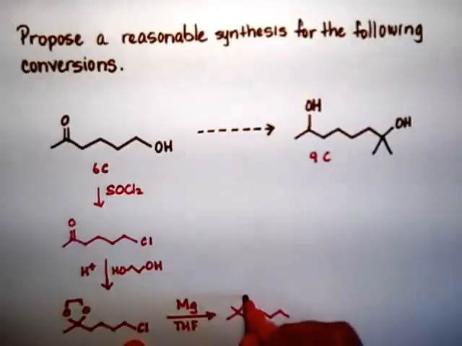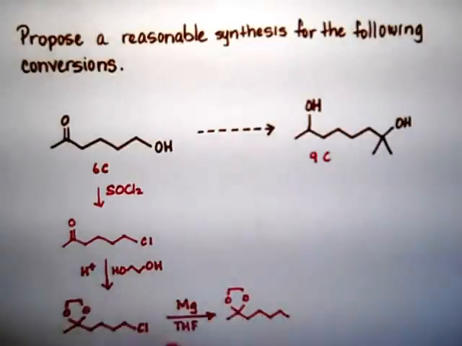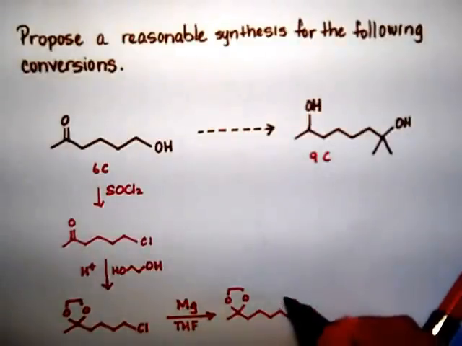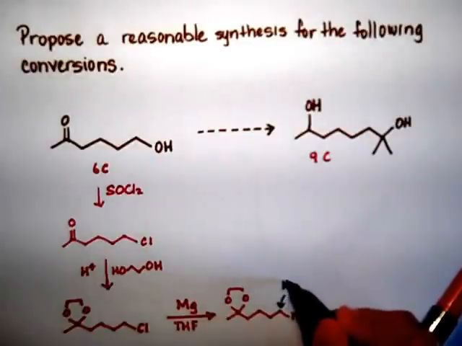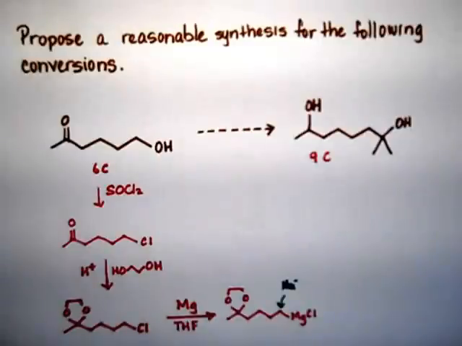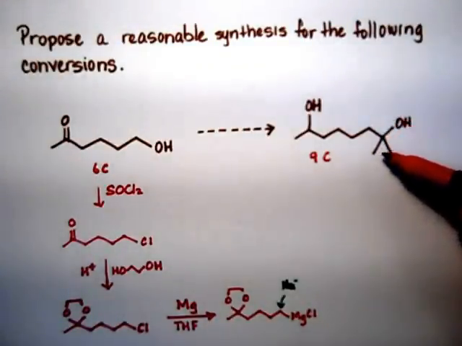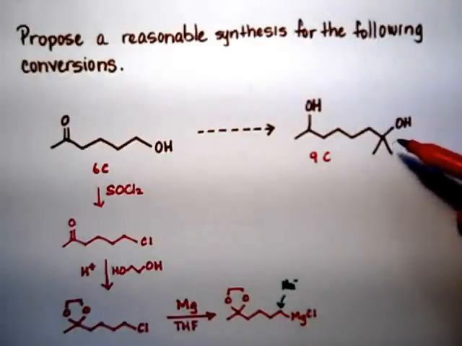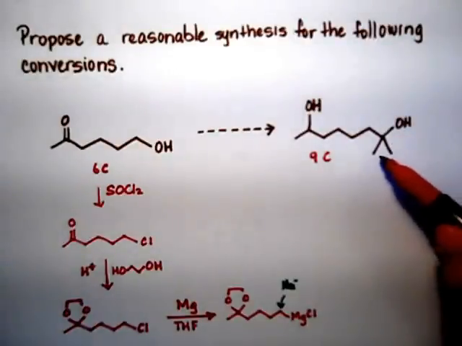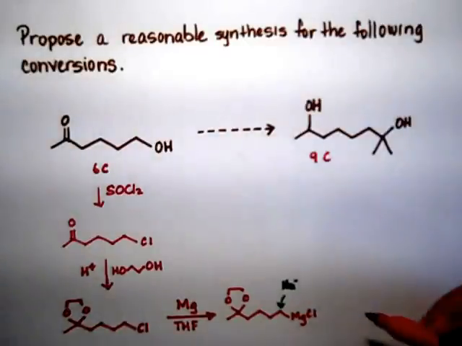My ketone is still protected. It's still the acetal. Nothing has happened to it. But now I have a really good nucleophile on the other side. So this carbon right here is the nucleophile. And I'm ready to extend the chain by 3 carbons. And whenever you have an alcohol like this, it probably came from a ketone or an aldehyde. In this case, I have 2 more carbons, so it came from a ketone.